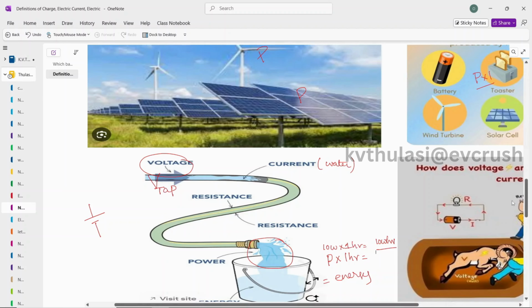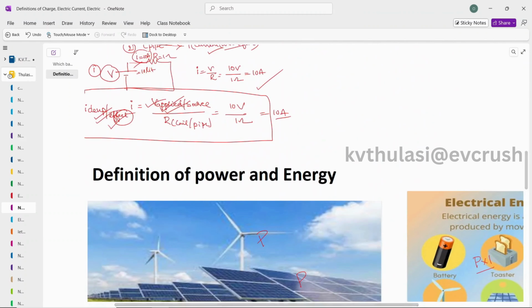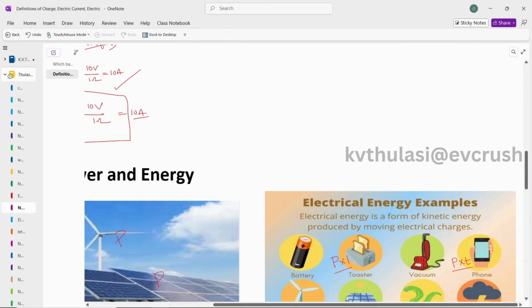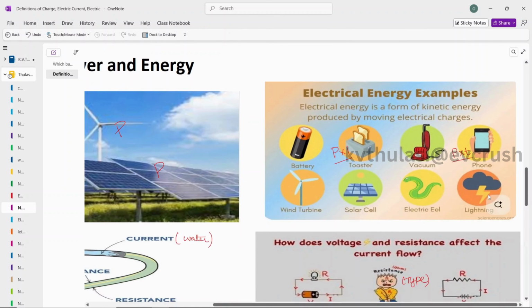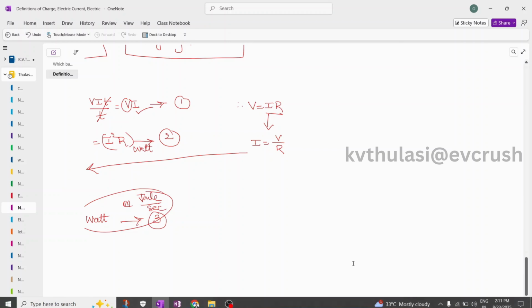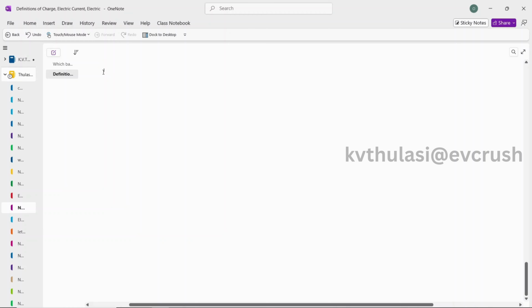Okay, now let's try to define the meaning of energy. You can see here the energy is consumed by multiple components: a toaster, vacuum cleaner, and mobile phone. Energy is also produced from lightning, and the solar cells also will produce energy. Now let us try to define the meaning of energy.